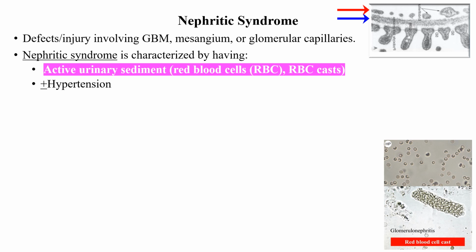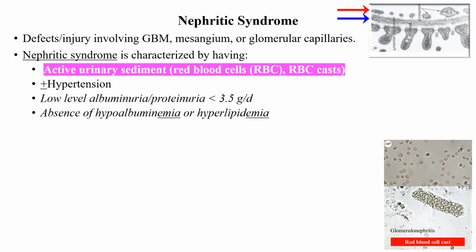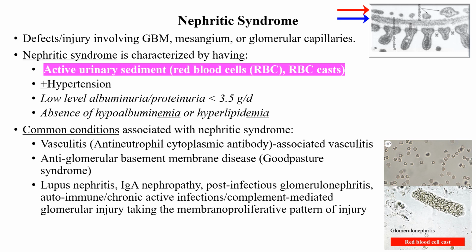Unlike nephrotic syndrome, patients with nephritic syndrome typically present with low-level albuminuria and proteinuria, and an absence of hypoalbuminemia or hyperlipidemia. Common conditions associated with nephritic syndrome include vasculitis, antiglomerular basement membrane disease, lupus nephritis, IgA nephropathy, post-infectious glomerulonephritis, and glomerular diseases with a membranoproliferative pattern of injury from various causes.